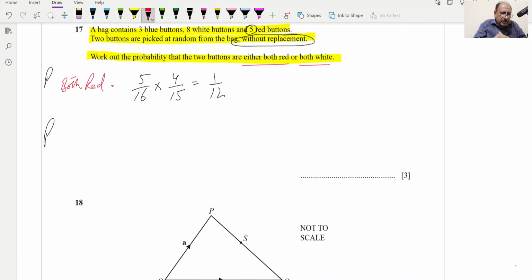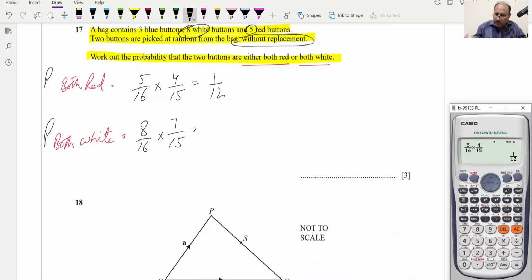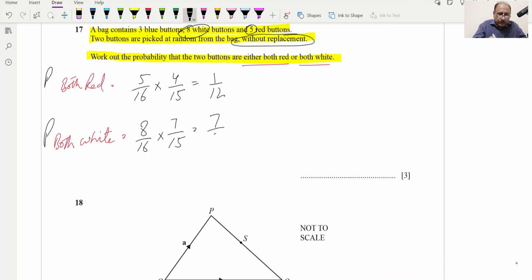Similarly, probability of both white also we can check, and that probability will be white or 8. So it will be 8 out of 16 into 1 less will be 7 out of 15, and we can multiply this, so it will be 8 out of 16 multiplied by 7 out of 15, and this is equal to 7 over 30.